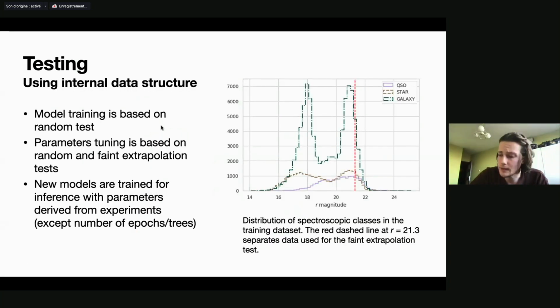So we also define a testing set which specifically addresses this problem of extrapolation, because we want to have a hard enough validation method when we are choosing the model, when we are choosing the parameters of the model.